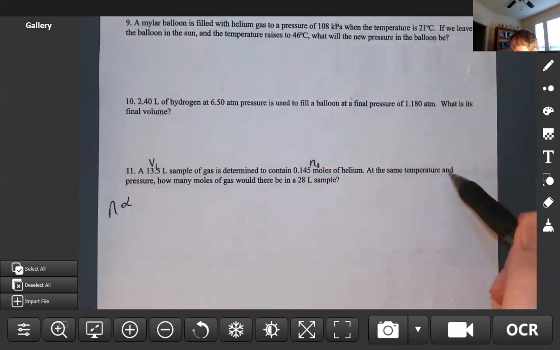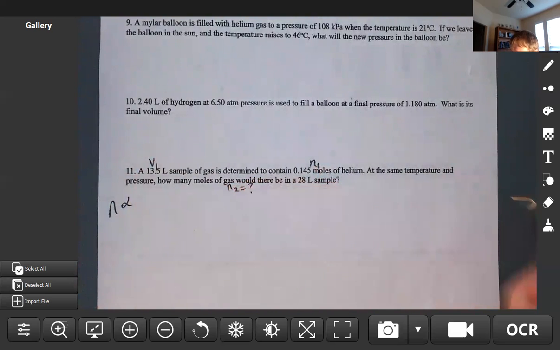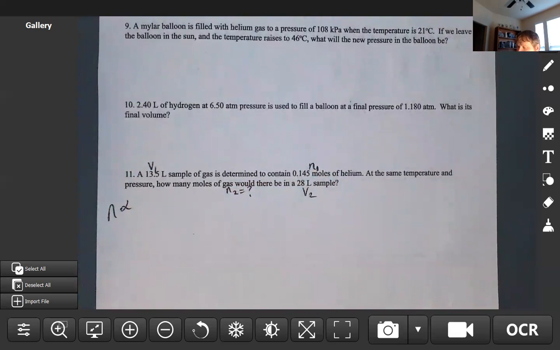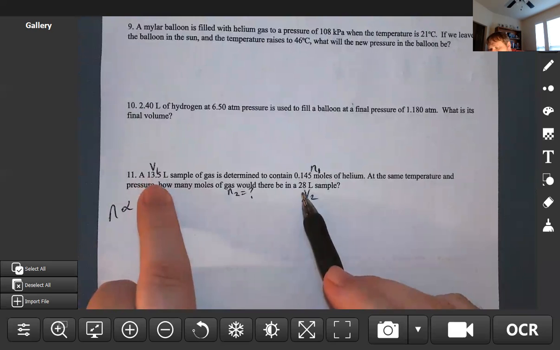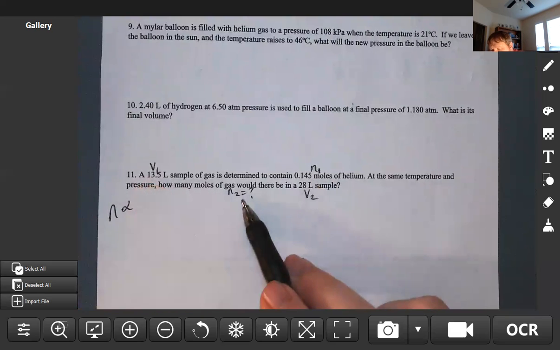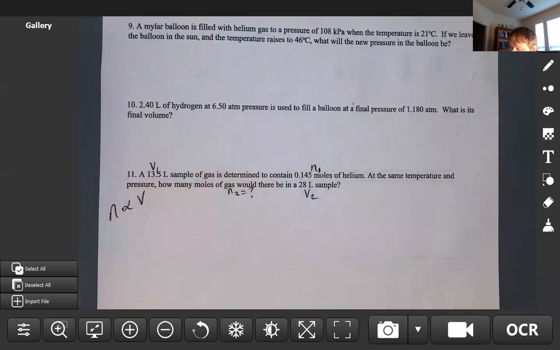At the same temperature and pressure, how many moles of gas, N2, will there be in 28 liters? That's my V2. So this problem is saying, if I take a volume and expand it, like a balloon, what do I need to do to the number of moles inside the balloon? I hope that's obvious. You have to blow some air into it if you want to make a balloon bigger. So we expect this to go up. The relationship between N and V is a direct one, just like we've been working with.